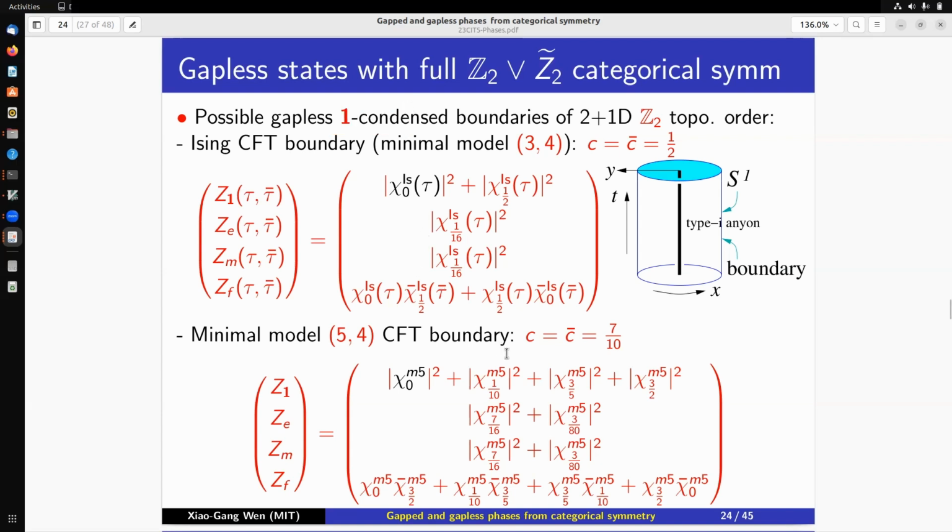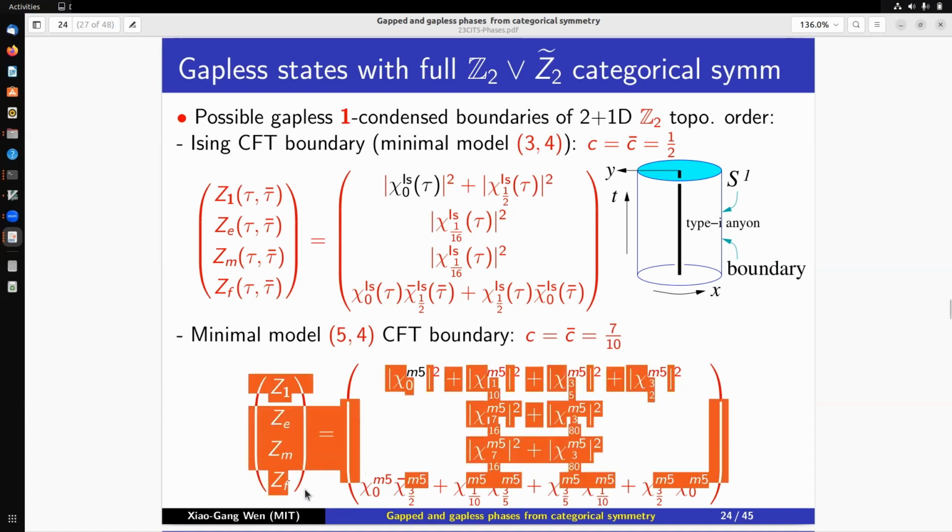And there's another one condensed boundary. Using this, this is a 4-3 minimal model, and there's a so-called 5-4 minimal model. Central charge is not 1/2, it's 7/10, I think. Yeah, and we have another boundary. It's the same ST matrix, same 4x4 matrix. So this just transforms in the same way.